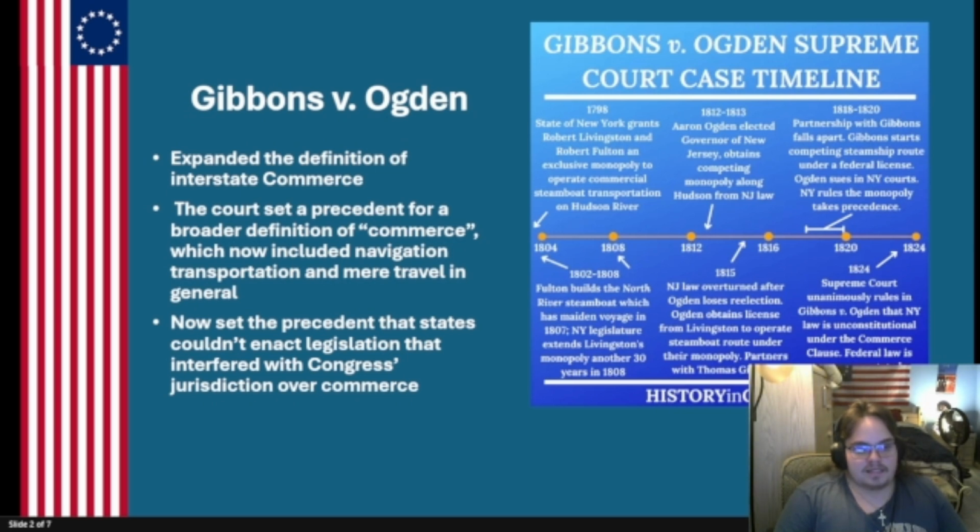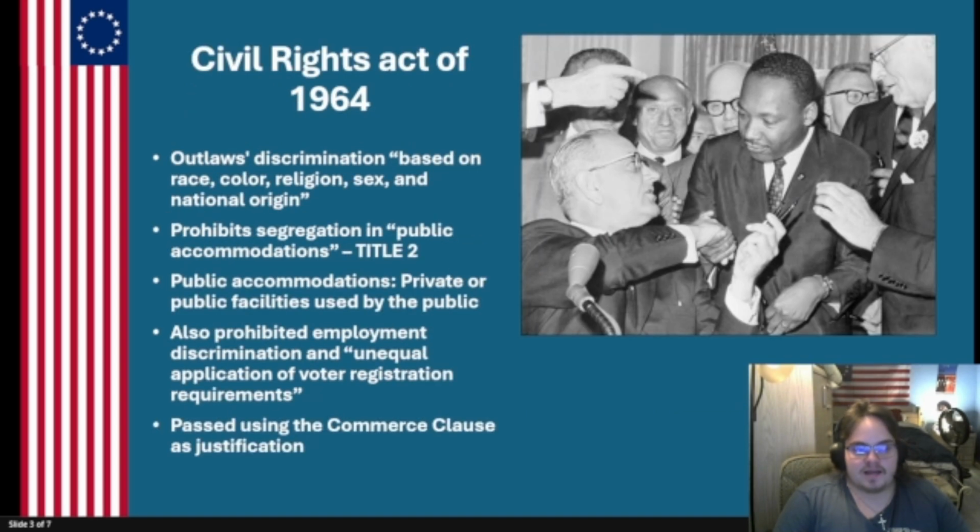So, yeah, something along those lines, but let's get into the ruling of this case and the wider implications it has had. So, this case actually expanded the definition of the word commerce. It set a precedent that the word commerce now included navigation, transportation, and mere travel in general. So, keep that in the back of your heads because that's very important to know going forward. And it also set the precedent that states couldn't enact legislation that interfered with Congress' jurisdiction over commerce. And that's kind of the concept that I explained earlier with the negative commerce clause or the dormant commerce clause. But ultimately, all you really have to know from this case is that it expanded the definition of commerce to travel. Knowing that, you'll understand how it was used to push forth civil rights legislation.